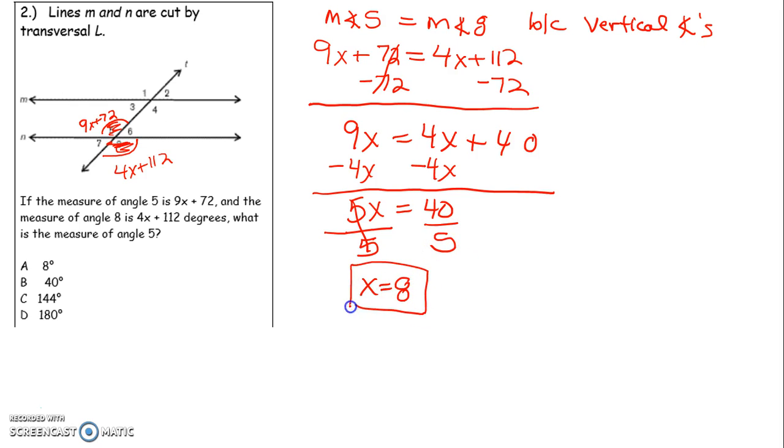So I just found x, and some students would be like, oh, yay, it's letter A. No, it's not. We have to answer the question that's asked. It says, what's the measure of angle 5?